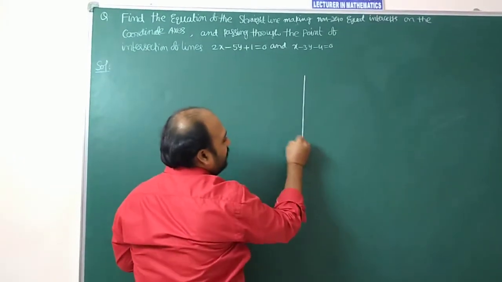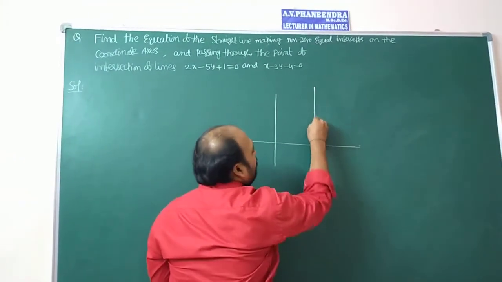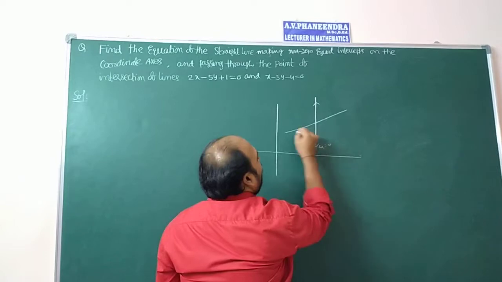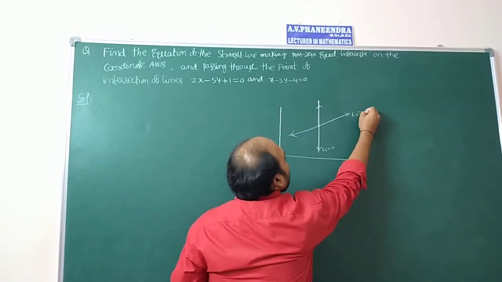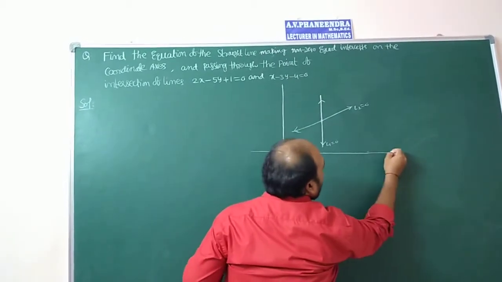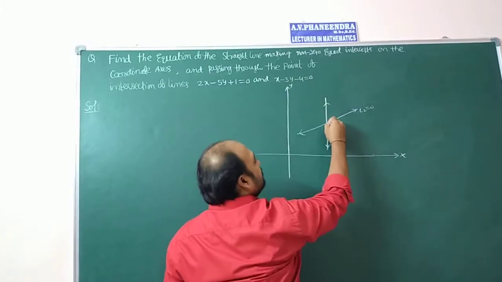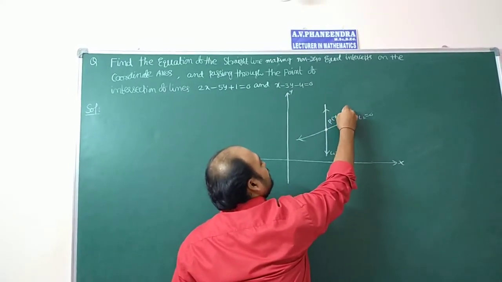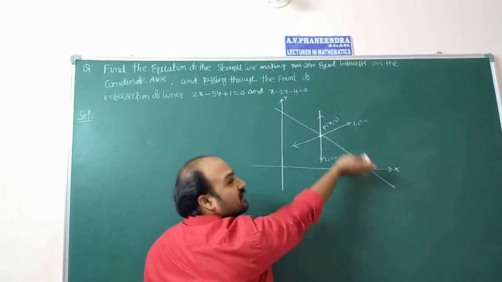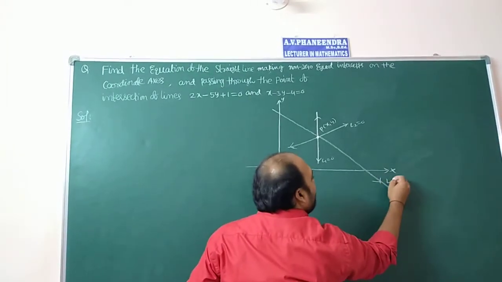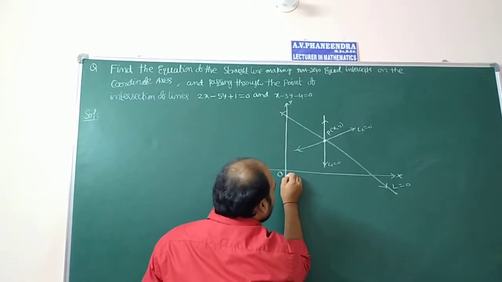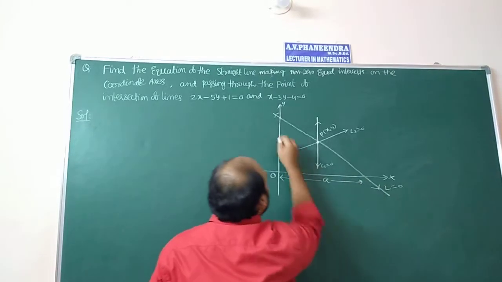See that line, these are the two lines L1 equal to 0 and L2 equal to 0, which are intersecting at some point on the x-axis, y-axis. This is the point of intersection, P of x comma y. This is the required line passing through the point of intersection of these lines, and this line L equal to 0 makes equal intercepts on the coordinate axes. That means the distance from here to here should be equal to the distance from here to here.